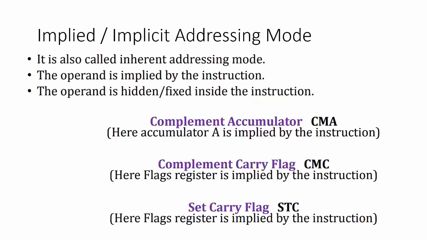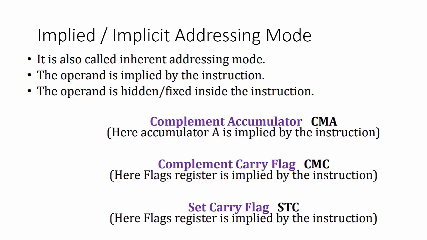Here is another example of an addressing mode, the implied or implicit addressing mode. Another name for this addressing mode is the inherent addressing mode. The operand is implied by the instruction. It means the operand is already defined by the instruction, hidden or fixed inside the instruction. We don't need to define the operand or give any operand in the instruction. Operands are already defined by the instruction.